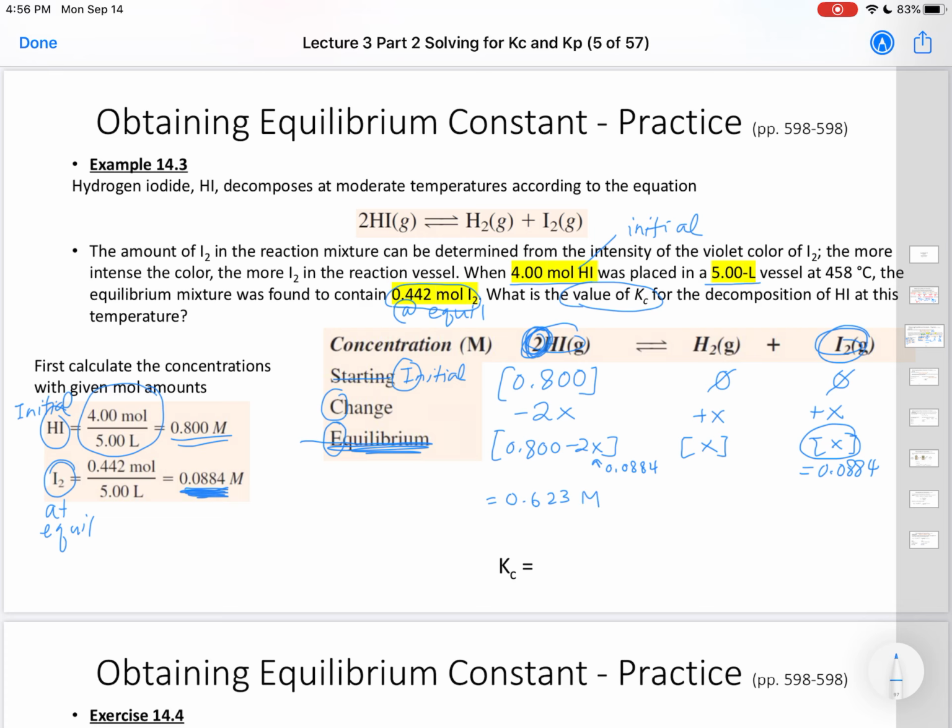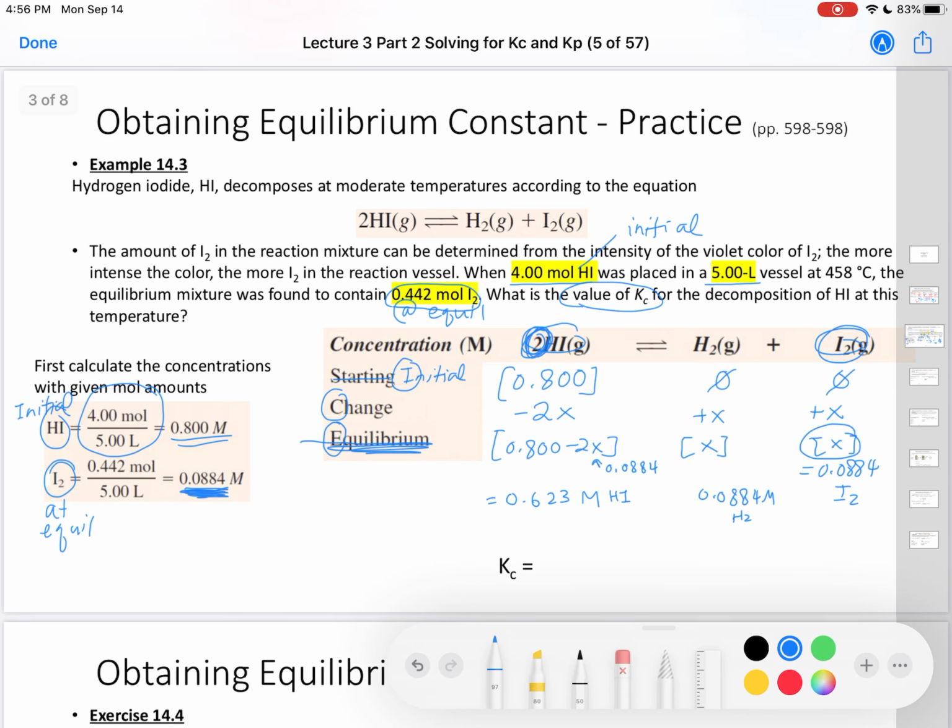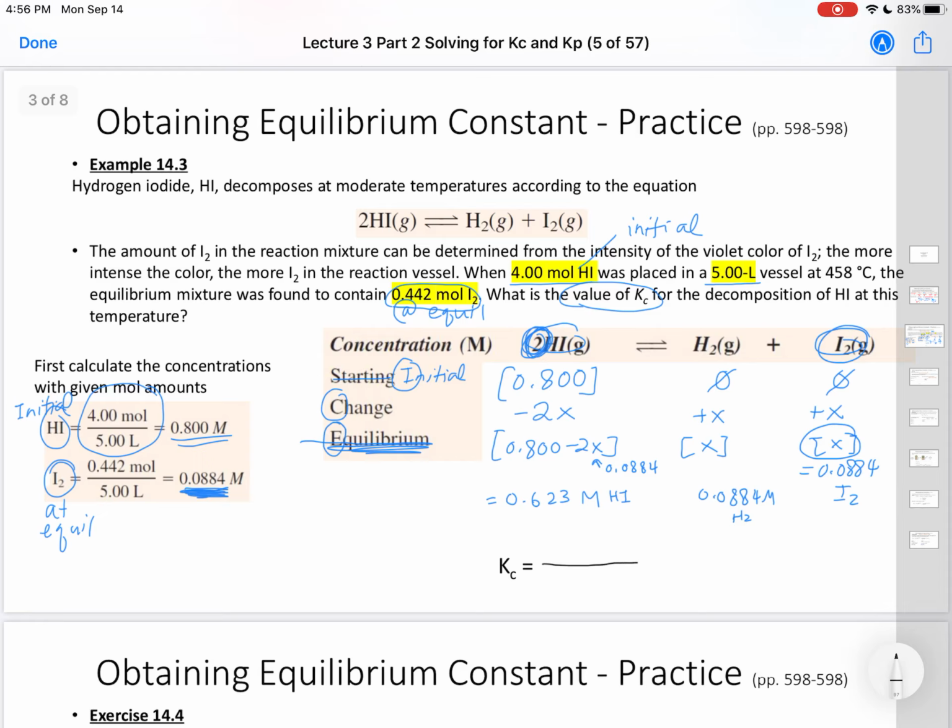0.623 M of HI. Here x is just 0.0884 M of the H2. And of course, this is of the I2. So how do I calculate Kc? I'm going to switch to a different color. Kc is products, so that's the I2 and the H2.